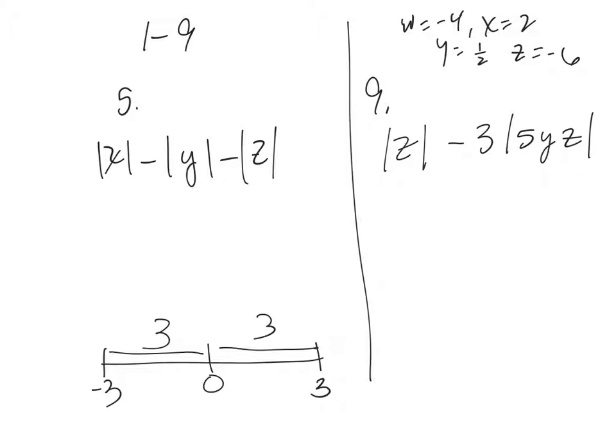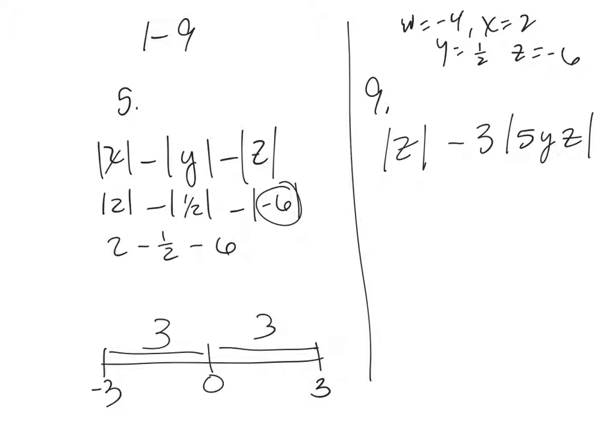So on this, you can plug this stuff in, do it by hand, look at it, and then you can check it on your calculator. I'm going to teach you how to check it. So it's the absolute value of 2 minus the absolute value of 1/2 minus the absolute value of -6, okay? So this is 2 minus 1/2 minus 6, because this -6 turns to a +6, okay?